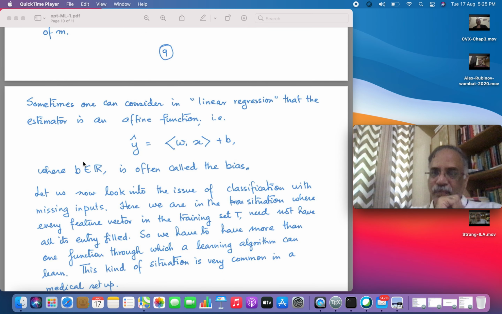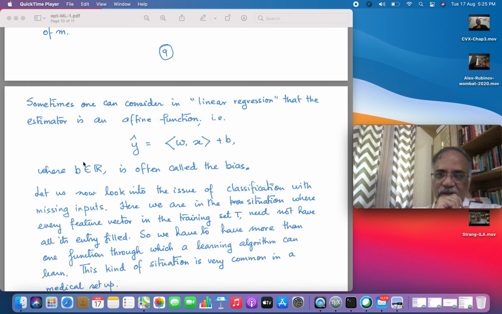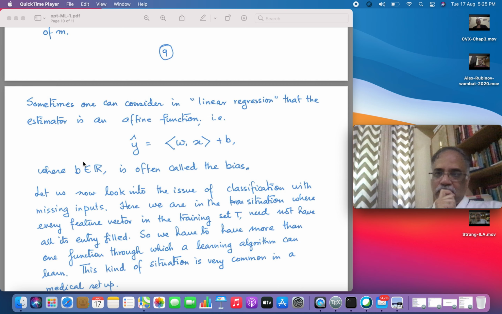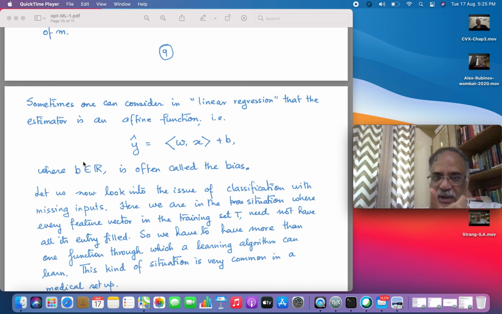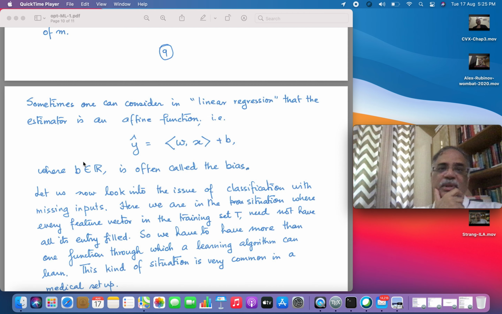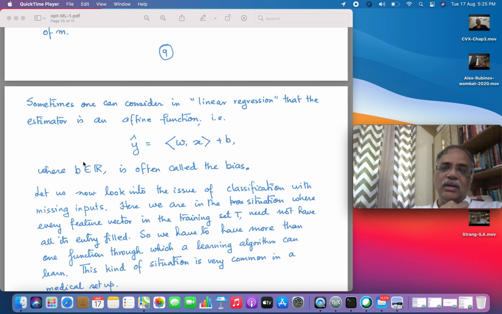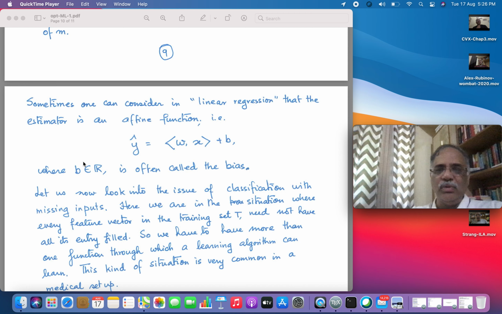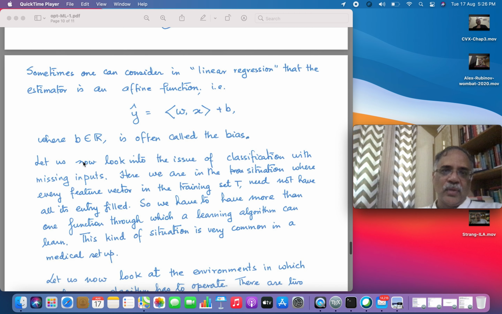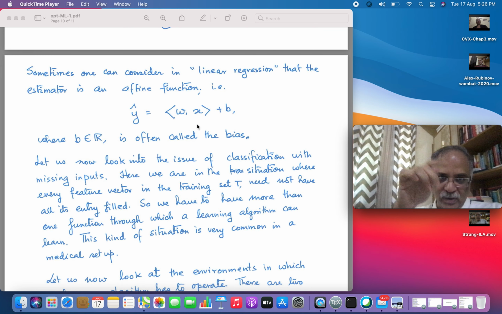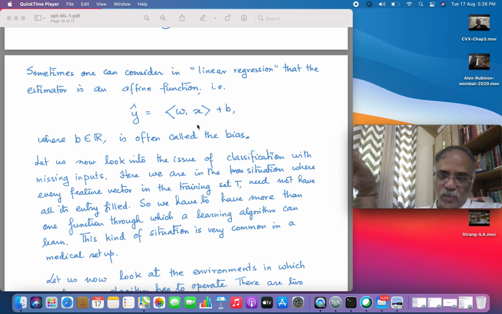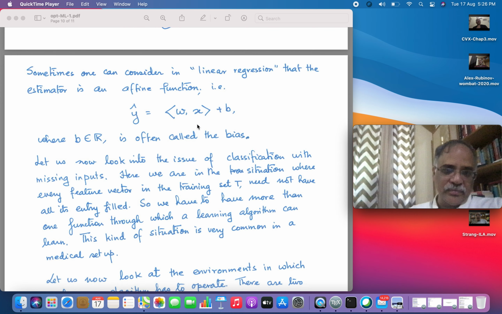Sometimes we write it in this form: every y hat, every prediction vector, is nothing but wx plus b, where wx is the linear part and b is the translate, which gives me the affine function. Sometimes this is also spoken of as a linear function in linear regression. It doesn't matter, you can also use affine functions, because when you take the difference between the two, this b will get cancelled. When you take y hat training minus y training, this b will get cancelled.